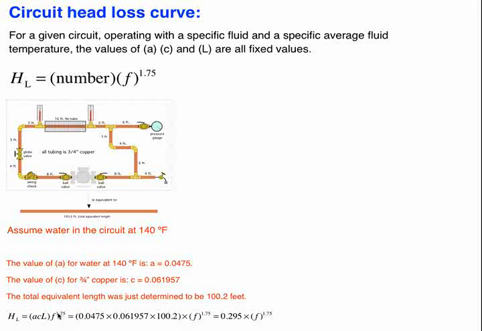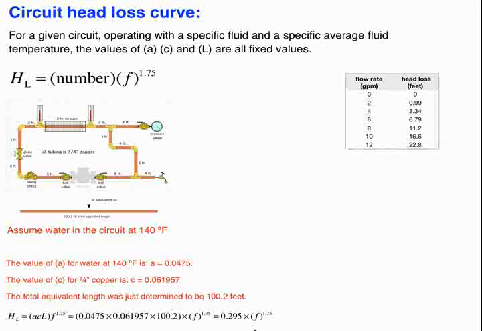So we just put those three numbers together. Here's our formula. It's the three numbers multiplied together times F to the 1.75. And if you multiply these three together, you get 0.295 times F to the 1.75 power. If I just make a table, and I'm going to pick a few flow rates at random, and you can see I've just picked nice even increments here from 0 up to 12 gallons per minute, and then I'm going to use this formula right here to calculate the head loss associated with each flow rate.